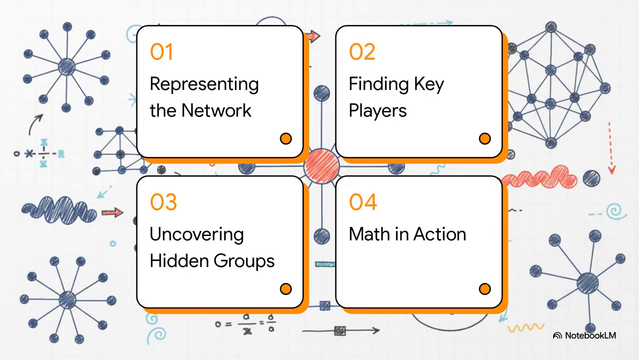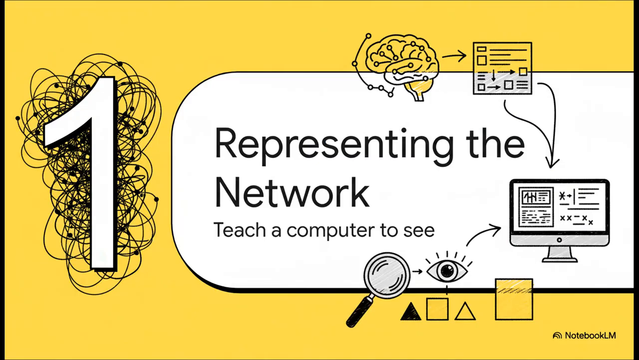Okay, so here's the plan. We're going to tackle 4 key challenges. First, how do we even get a computer to understand what a network is? Second, how do we find the most important players inside it? Third, we'll look at how to uncover hidden communities. And finally, we'll see all this math in action solving real-world crimes. Let's get into it.